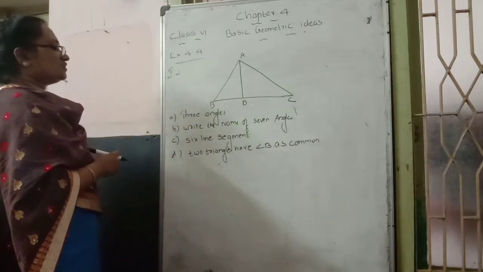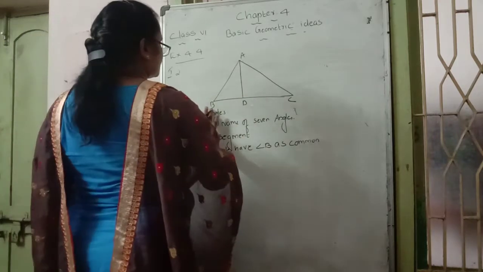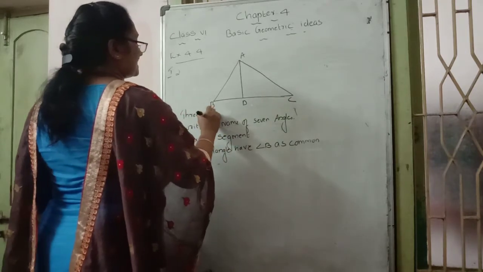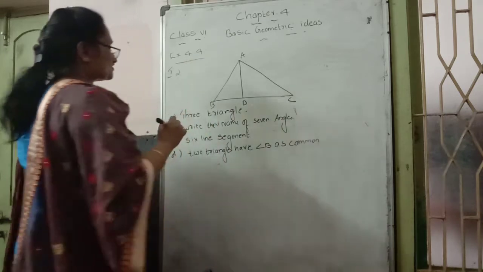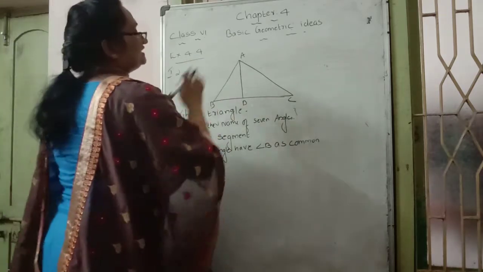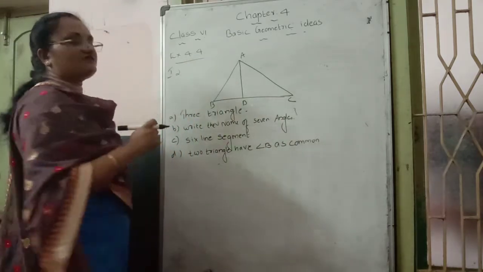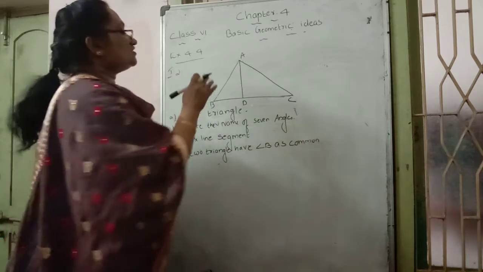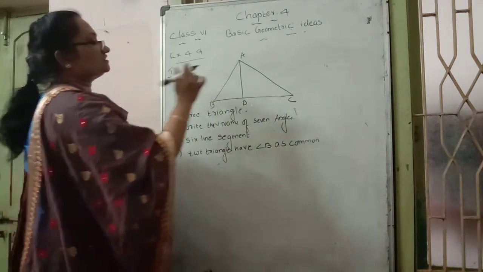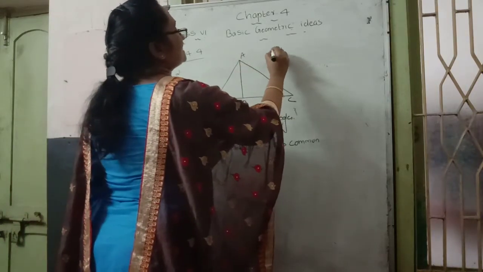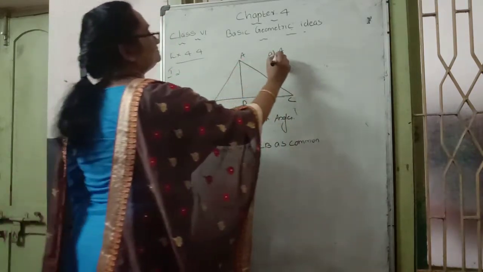They ask for three triangles, not three angles. So how to do it? First look at the diagram. The first part asks us to identify three triangles in this diagram. What are the three triangles here?